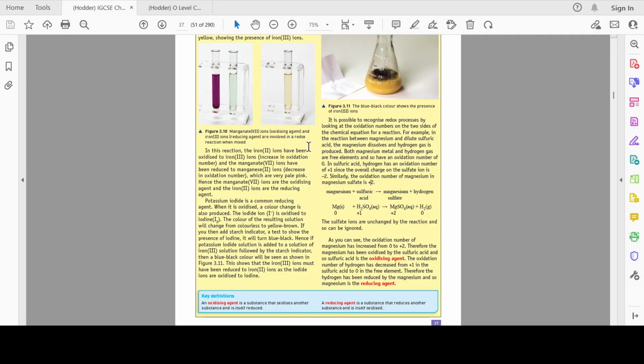a yellow brown in fact. So when your chemicals go from colorless, in this particular reaction, to yellow brown, that will tell you that you have formed elemental iodine, and that the iodine has become oxidized. It is oxidized because going from -1 to 0, that means the oxidation number has increased.